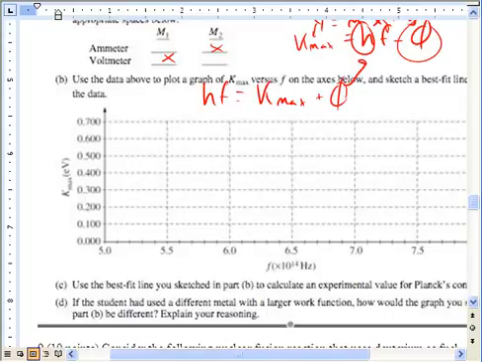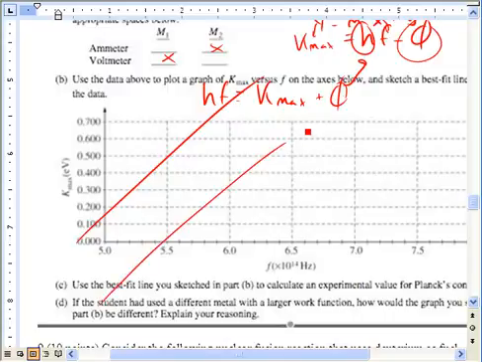So if the work function were larger, how would the graph look different? Remember, the work function is the negative of the y-intercept. So if the work function were larger, it would be a lower graph. Let's say this was the graph originally. The graph with a larger work function would be more negative. That's how it's going to look. But they had better be parallel. Okay.